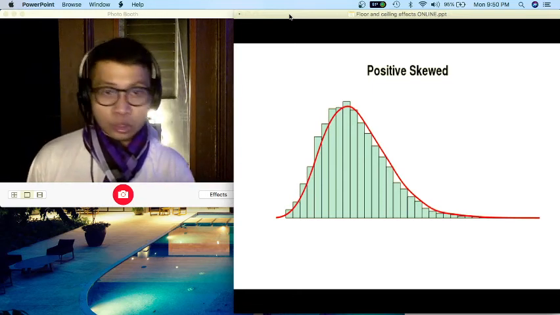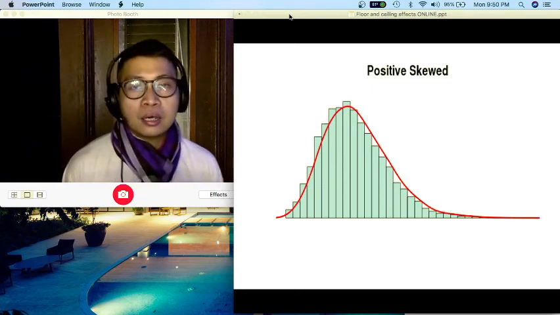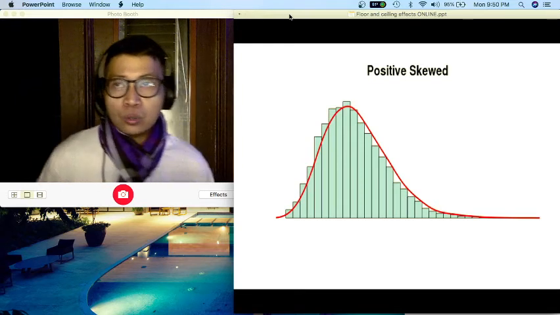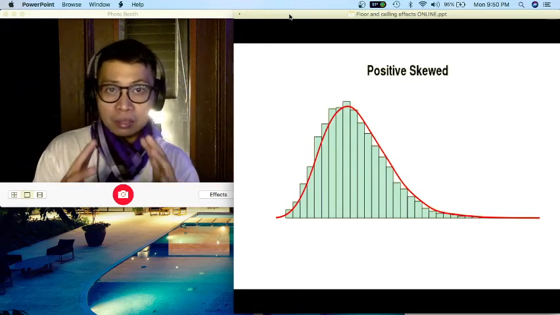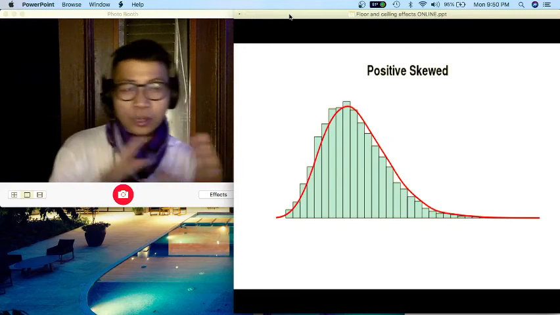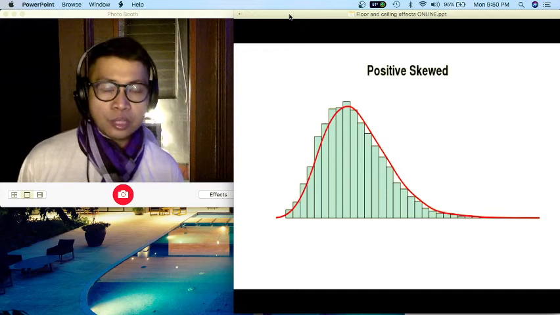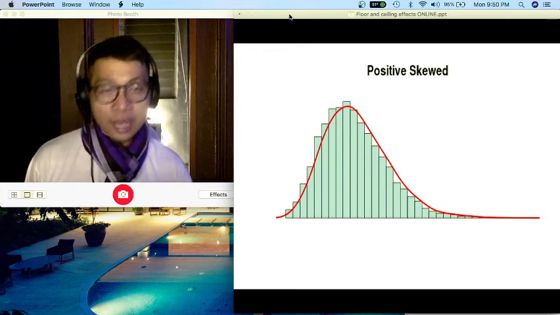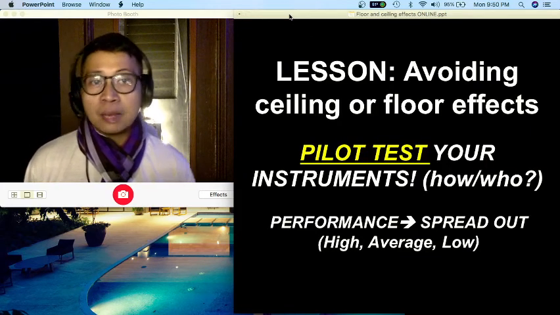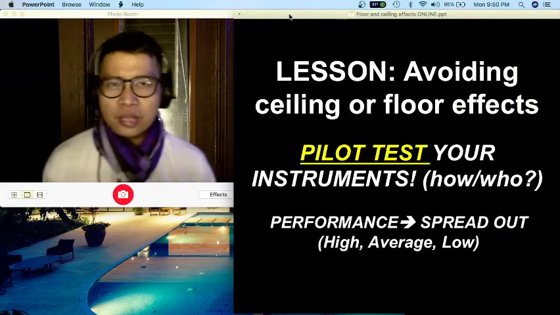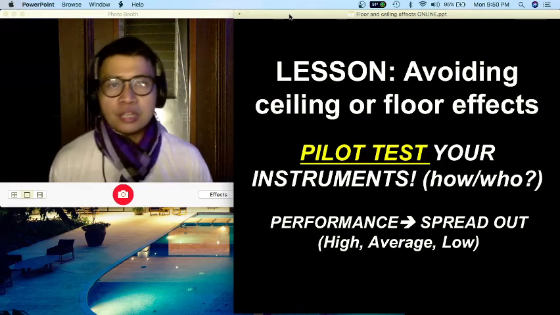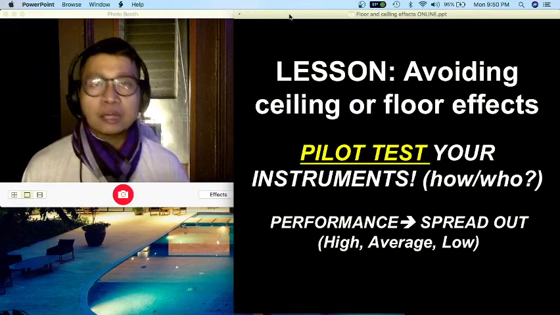Pero yun na nga, since we are talking about ceiling effect, kapag may ceiling effect, yung bulto ng scores, yung bulk of scores, will be found towards the left side of the line, which tells you there are many students who failed the test or the task that you let them do in the laboratory. So to summarize everything that I've told you so far, hindi maganda ang ceiling effect at ang floor effect.